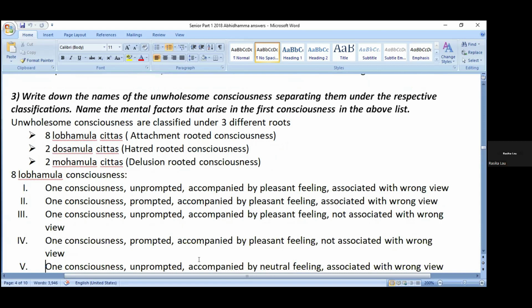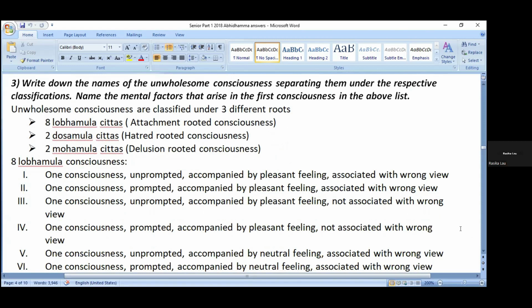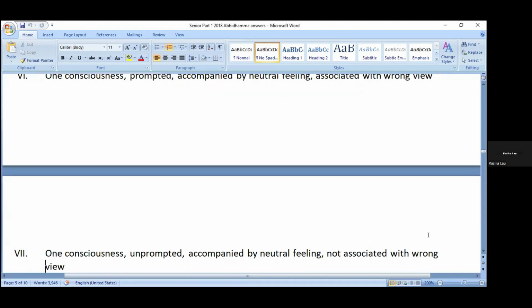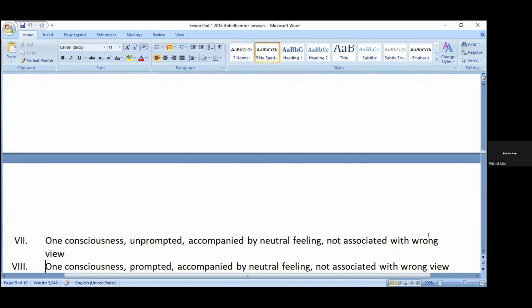Then the next one, the same pattern: one consciousness unprompted, accompanied by neutral feeling, associated with wrong view. Take the very first one again. Similarly it follows the same pattern, unprompted becomes prompted. So the next one, consciousness unprompted with the same pattern, accompanied by neutral feeling, is also not associated. Now it has changed: associated becomes not associated with wrong view. And similarly, this one becomes prompted. So total 8, right?